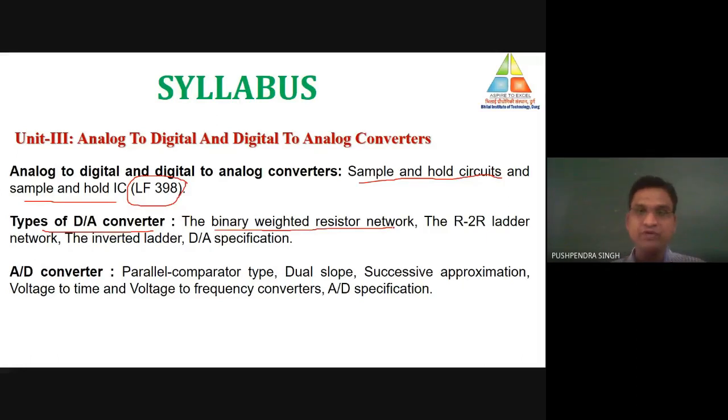That's why we have moved further to the R2R ladder network. In the R2R ladder network, we need to use only 2 kinds of resistor value. One is R and the second one is 2R. So if the value of the first resistor is 10 kilo ohm, then the value of the second resistor will be 20 kilo ohm. With the help of these 10 and 20 kilo ohm resistors only, we can perform the conversion process. So that is the advantage of the R2R ladder network in place of the binary weighted resistor type.